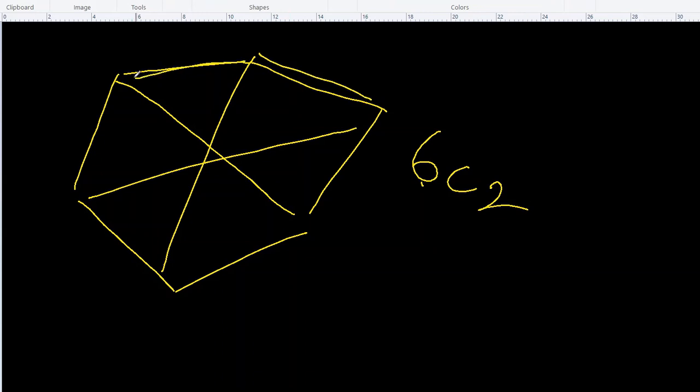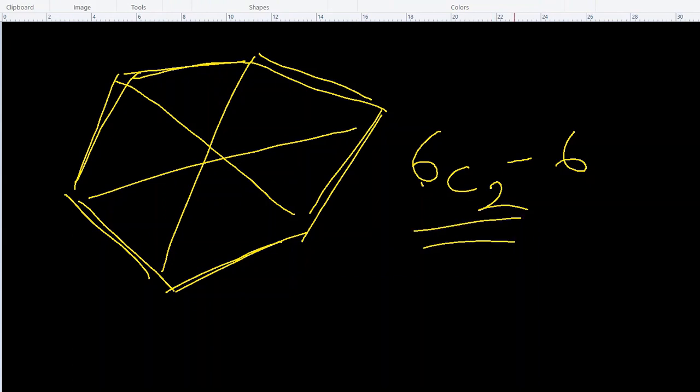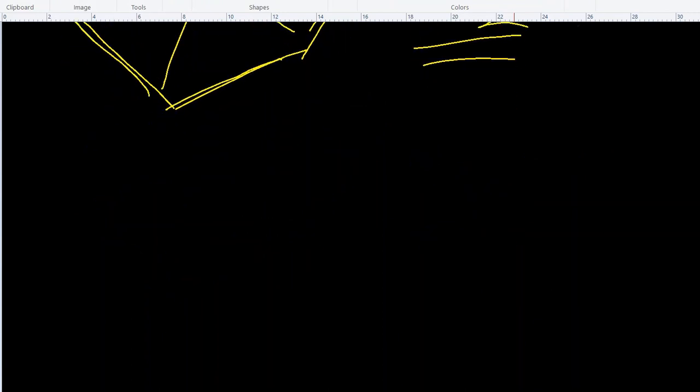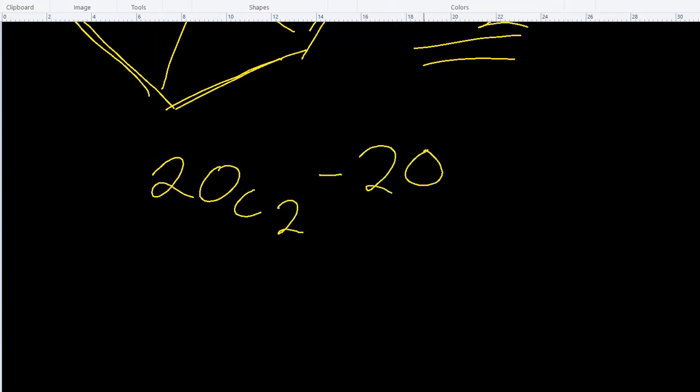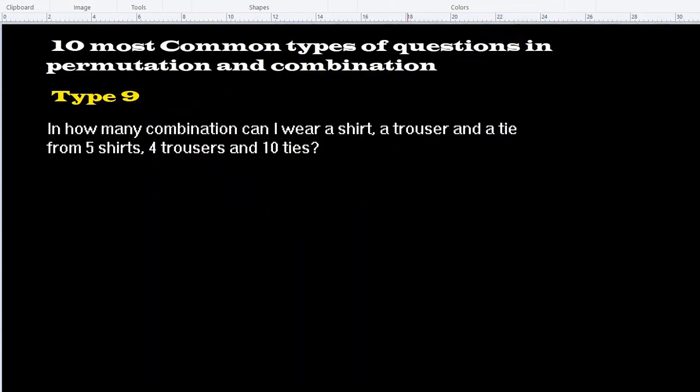But these sides, outer sides, are not diagonals. So we'll subtract the number of sides that polygon has. So 6C2 minus 6 will be the number of diagonals for any polygon, even if it is a polygon with 20 sides. So we will have 20C2 minus the number of sides it has, because we have to exclude those sides. In that kind of question, we have some hint from previous ones, but we'll build on it.